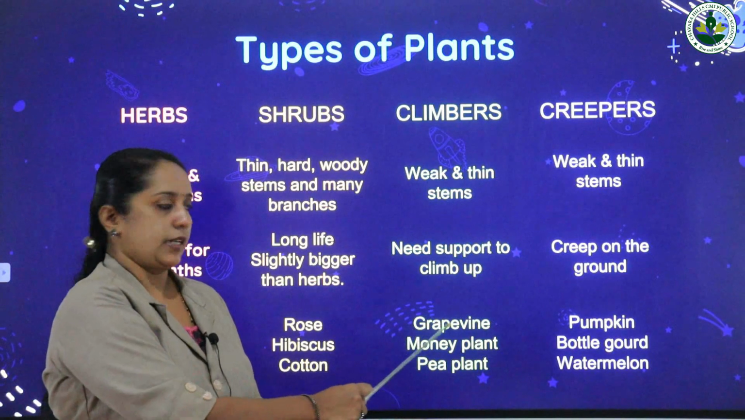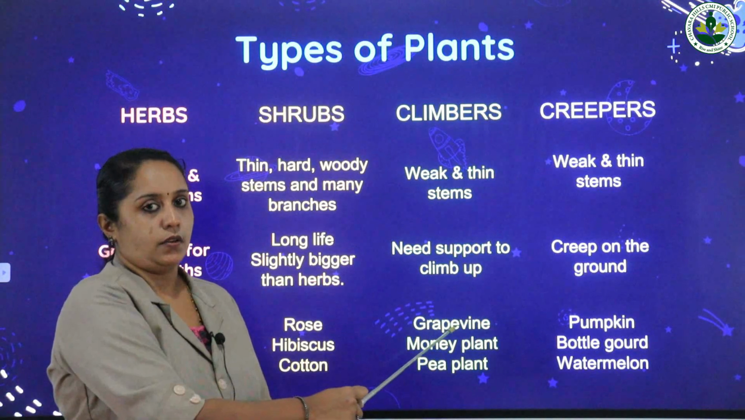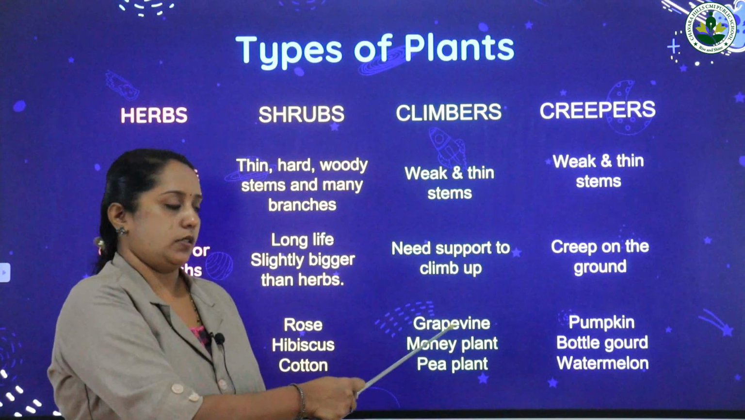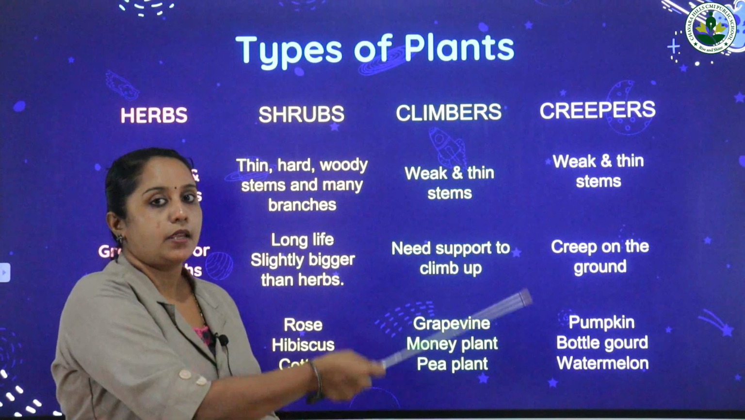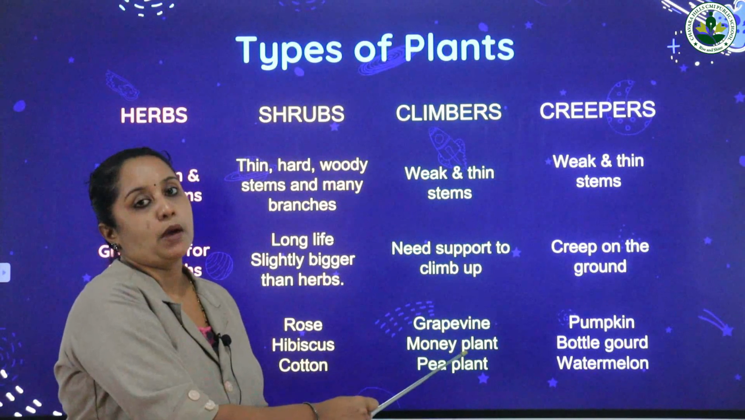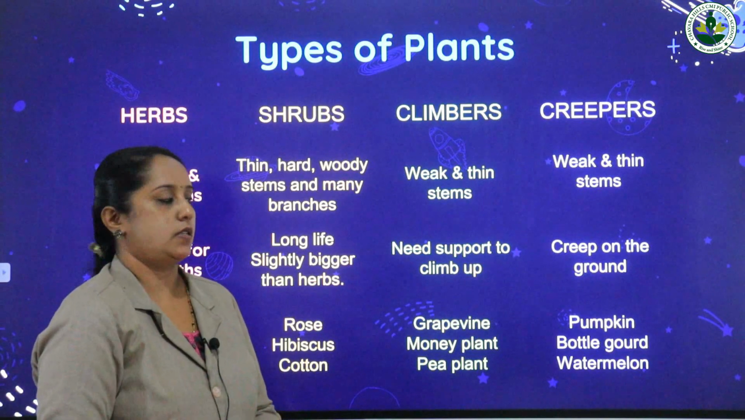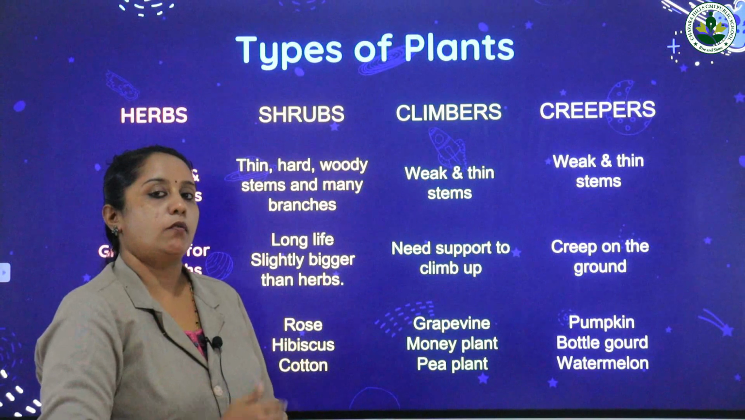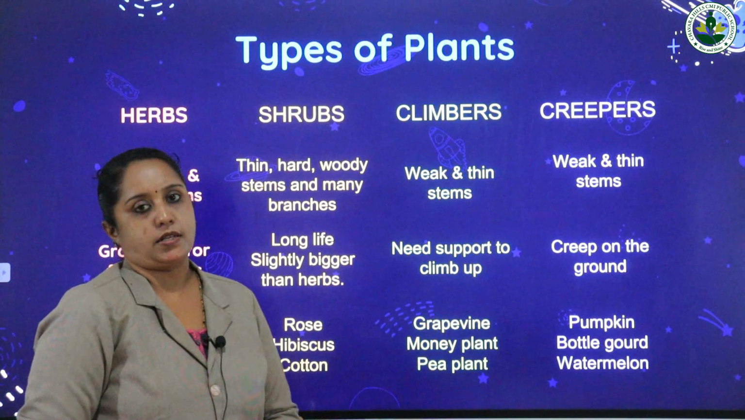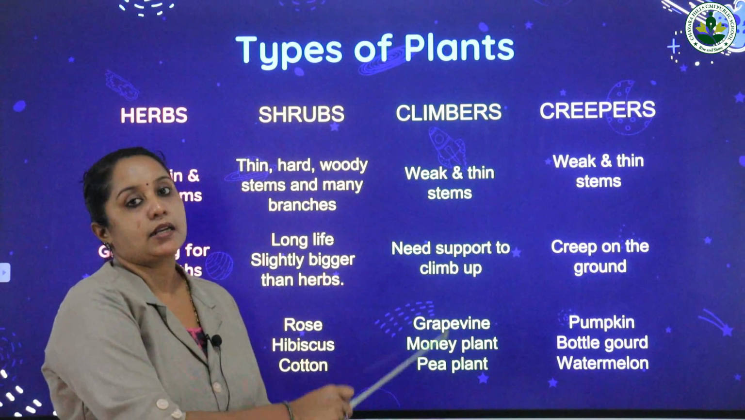Now see grapevine. Have you seen grapevine? You can see in the picture and in the textbook that the grape plants are climbing along a particular point. The second one is money plant. You can see that they climb over another surface or on another stem, because they want support, so they climb over others. Next is the pea plant. In Malayalam we say pyre. So all these are climbers.